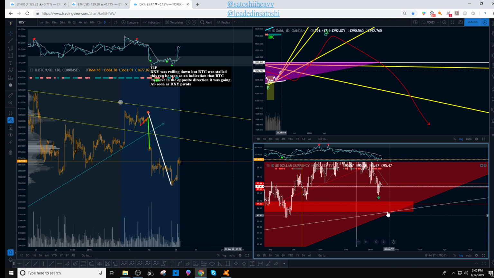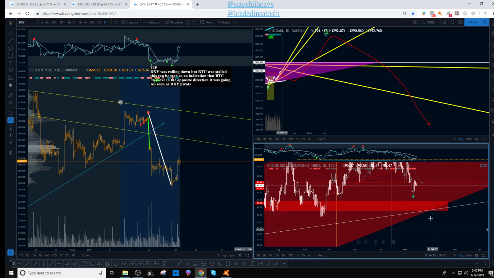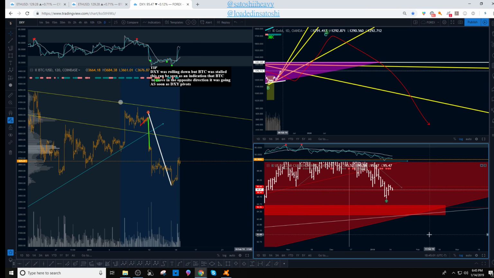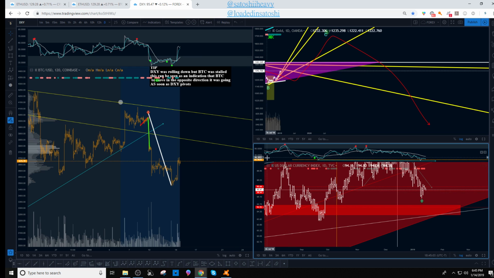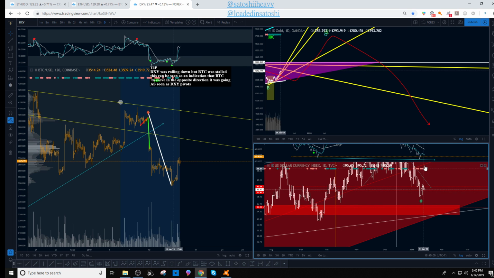I have no idea why I did that. The good thing about the daily on the dollar, it looks really bad. All those wicks up there rolling over. So it's looking good for our Bitcoin and Ethereum longs.